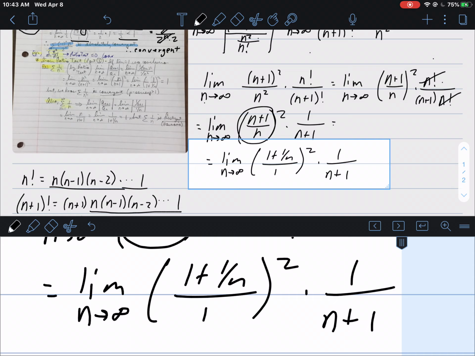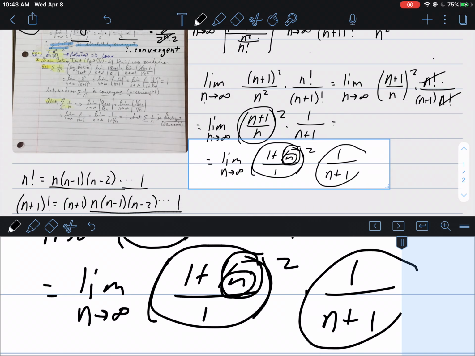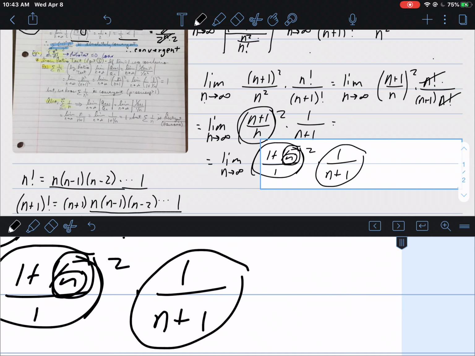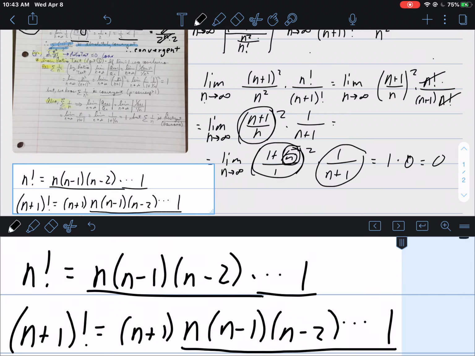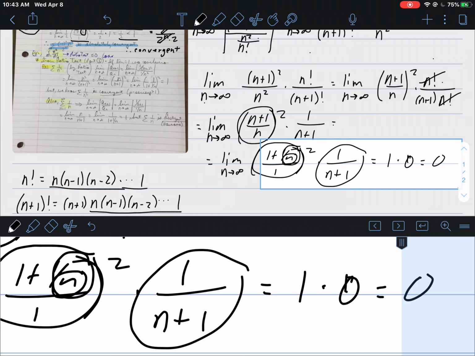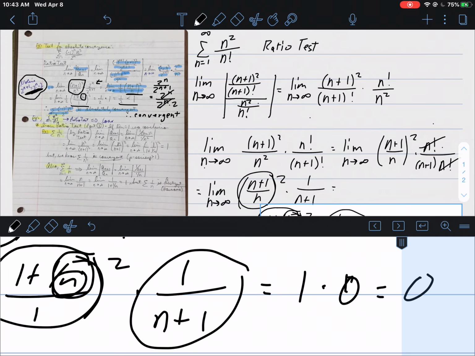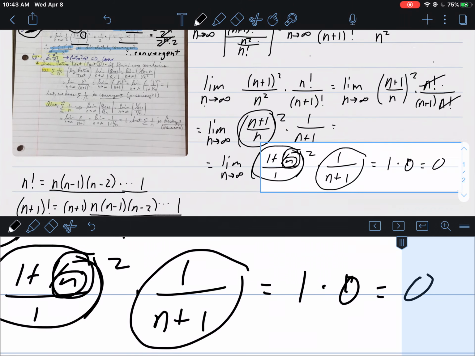And as n goes to infinity, again, we know this is going to go to 1, because 1 over n goes to 0. And what's this going to do? Well, as n approaches infinity, 1 over n plus 1 is going to approach 0. So that's going to be 1 times 0, which is 0. Now again, that's the value of this limit of the absolute value of a sub n plus 1 over a sub n. So that was from our ratio test.